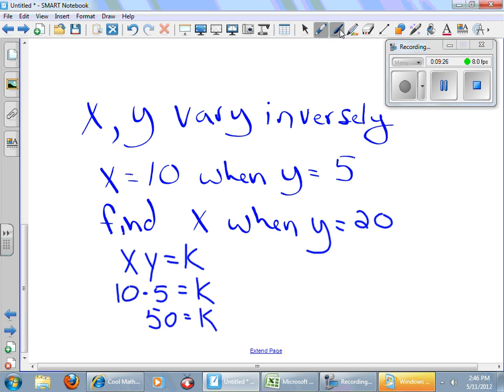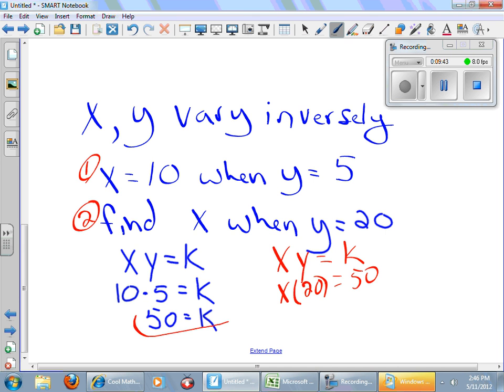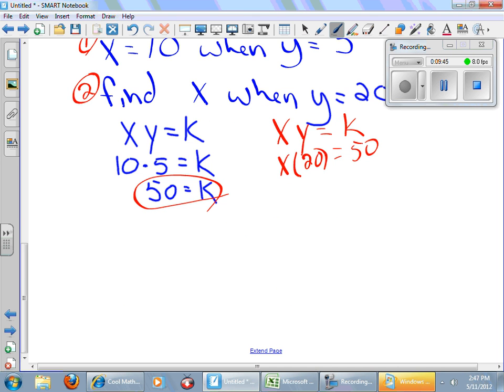Then I take the same equation, xy equals k. But this time, see, this was step 1. There's step 2 right there. I don't know x. I know that y is 20, and I know k is 50. How do I know k is 50? Because I just solved for it. And now I get x to equal 50 over 20, which simplifies to 5 over 2, which could be said as 2.5.